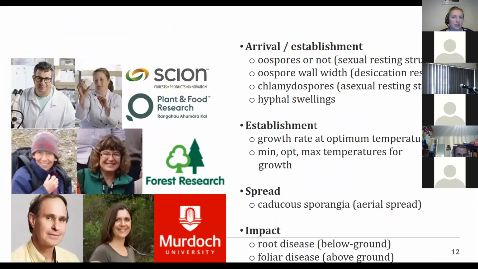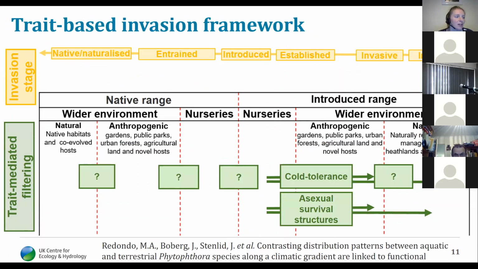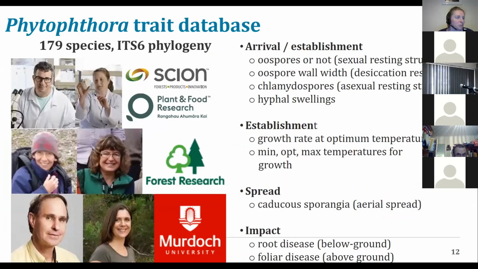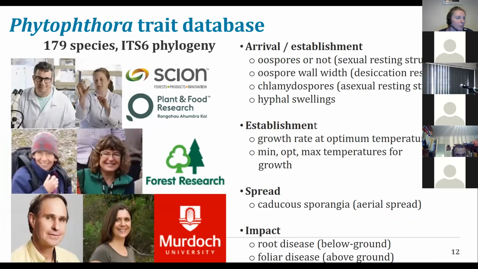So we wanted to test whether these trait effects also hold at the global scale, and whether trait filtering plays a role at other stages in the invasion process. And so the team compiled a species level trait database for 179 Phytophthora species, shown in these photos, and also a complete ITS phylogeny. There's a lot of morphological and physiological data available for Phytophthora, and these data become available fairly quickly once a new pathogen has been isolated, which is good, but historically those traits have been measured for morphological identification. So we know very little about their function and adaptive value.